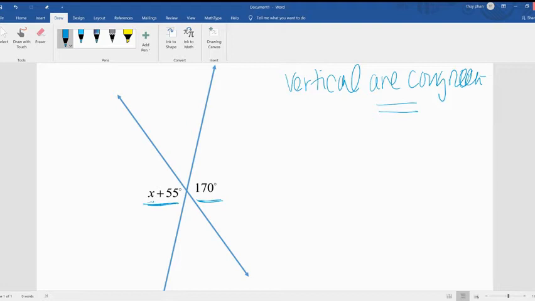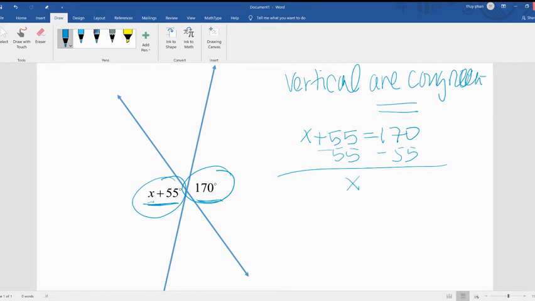So we're going to set up our equation. We're going to take this expression and set it equal to 170 because we know that it is congruent. So we have x plus 55 is equal to 170. And to solve for this, we are going to subtract 55 from both sides of the equation. So we get x is equal to 115 degrees.